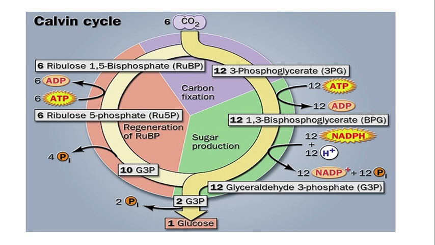So this is about the Calvin cycle, which is used for synthesis of ATP and production of sugar molecule by the process of photosynthesis.